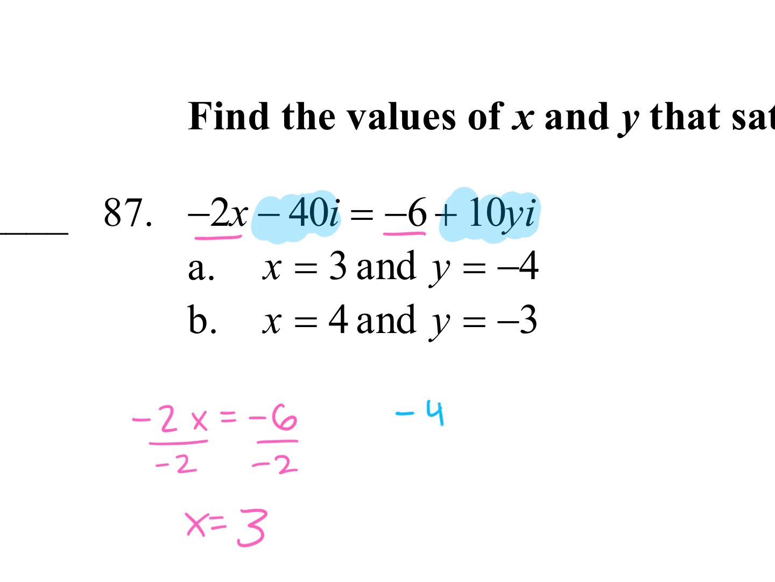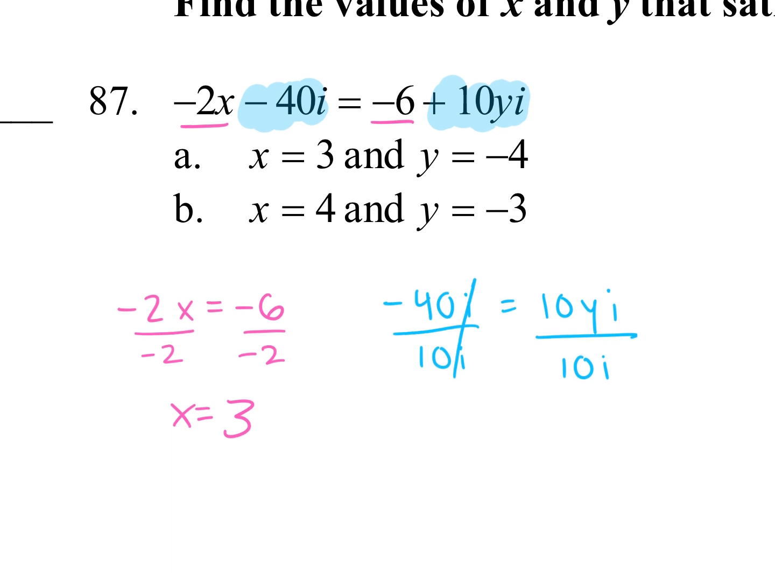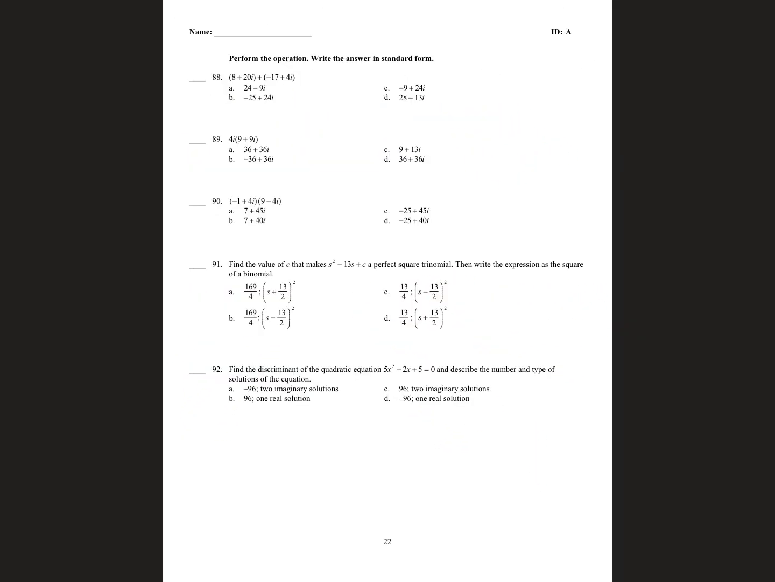For the next one, I have negative 40i is equal to 10yi. So I divide both sides by 10i. So the i's cancel. What's negative 40 divided by 10? Negative 4. So y is negative 4 and x is 3. So answer choice A.